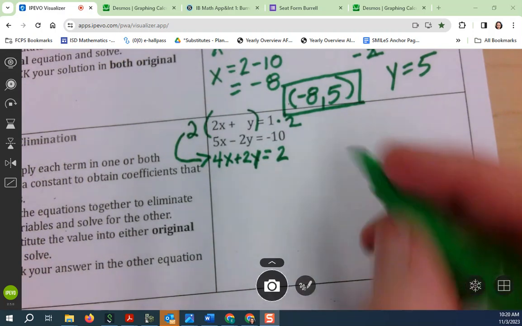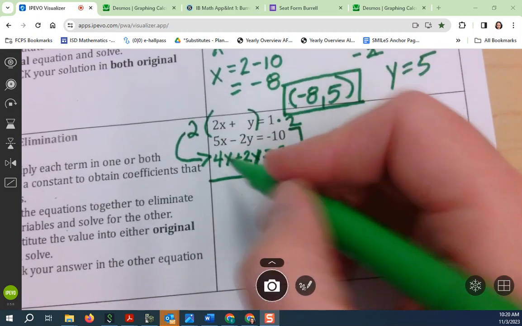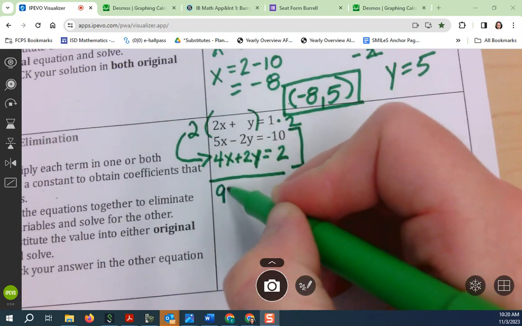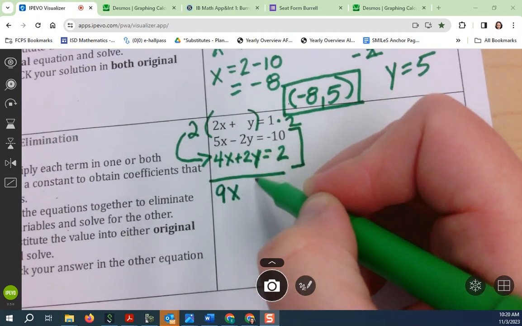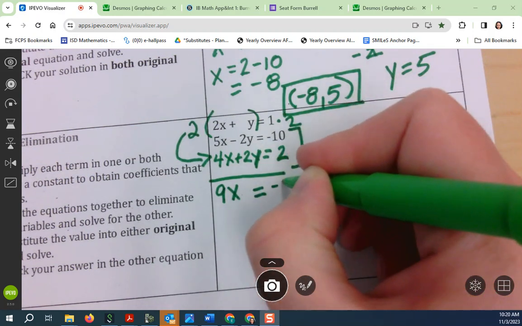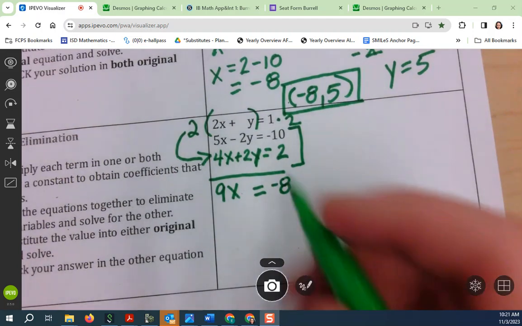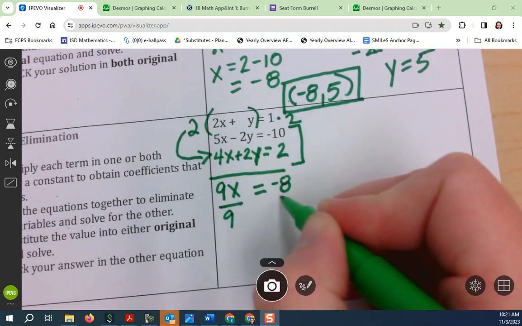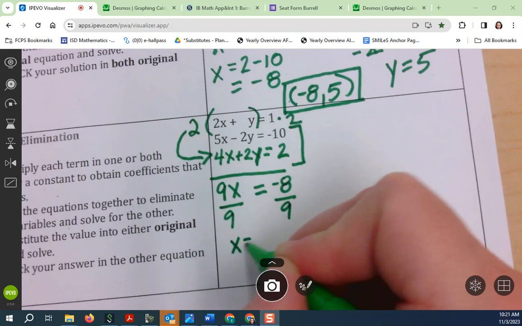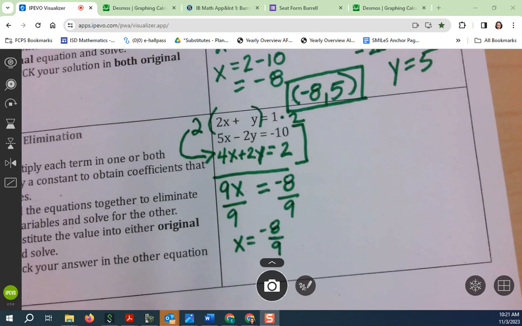So now, if I add these two equations together, the y's will cancel. I'll add my x's and get 9x. My y's will cancel. And then I add negative 10 and 2 and I get negative 8. And so it looks like my x is going to be a fraction this time. I get x equals negative 8 over 9. Which isn't so easy for substituting back in, but we'll deal.